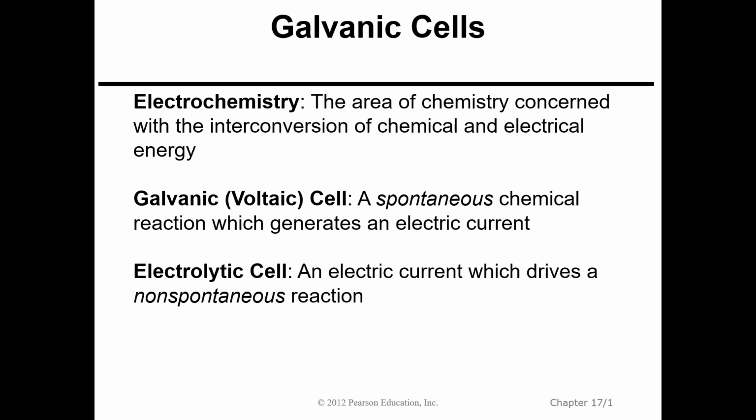And we can use that electrical current to do various things. So for example, the batteries that are in things like your calculator and your cell phone are galvanic cells. So that chemical reaction generates an electrical current, which you use to do various things with. The electrolytic cell is the opposite of a galvanic cell. So an electrolytic cell is a reaction in which an electric current drives a non-spontaneous reaction. So we use an electric current to convert electrical energy into chemical energy.